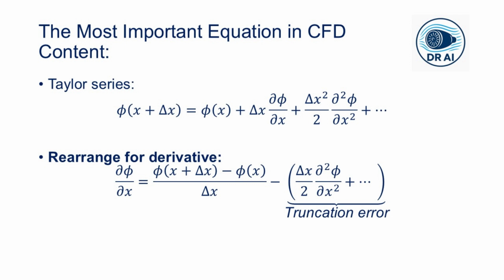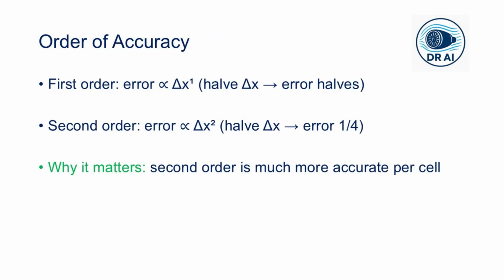Let me explain the order of accuracy, because you will see this everywhere: second order upwind, first order Euler, etc. If the leading term in the truncation error is proportional to delta x raised to the power 1, we say that the scheme is first order accurate. Halve delta x, and the error halves. If the leading term is proportional to delta x squared, the scheme is second order accurate. Halve delta x, and the error reduces by a factor of 4.